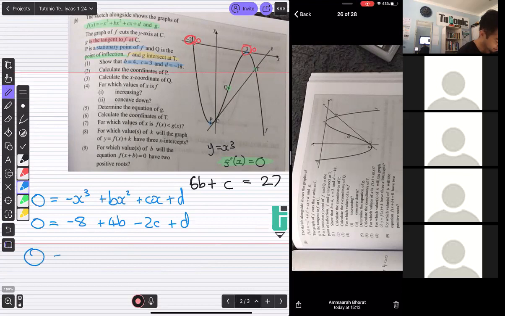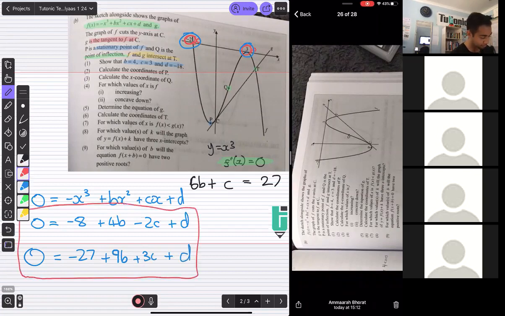This is for 3, because 3 is the x-intercept, right? So you can also use 3 as the x-intercept. So it's going to be minus 27 plus 9b plus 3c plus d. So what can you immediately do with these two equations?